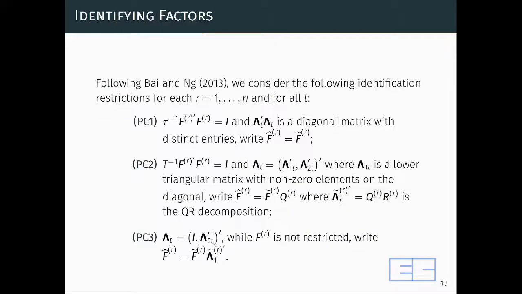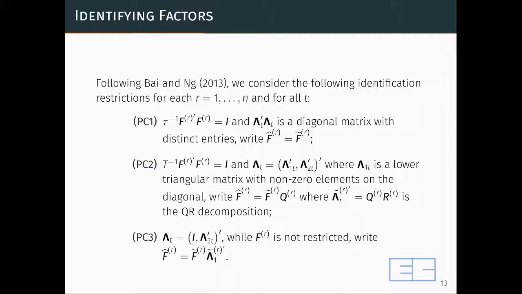Following the literature, there are several identification schemes. Here, PC1 is implicitly assumed in PCA, except that we have to restrict the diagonal elements of lambda prime lambda to be distinct. PC2 is a structural restriction. We assume that the first series is affected by the first factor only, and the second series is affected by the first two factors only, and so on and so forth. Finally, in PC3, we assume that we have a proxy for each factor.